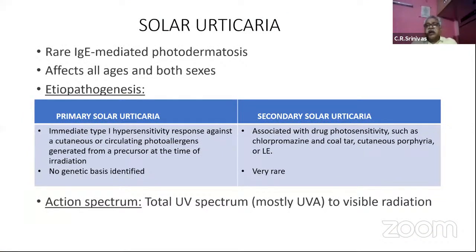Next we come to solar urticaria. This is a physical type of urticaria. It can occur immediately following sun exposure and will also regress sometime after sun exposure. However, there are 2 types. One is the primary, which is IgE mediated, and there is a secondary one, which can be because of a drug or some disease or some photosensitizer in the body. A photosensitizer could be a drug like chlorpromazine, or it could be because of LE or cutaneous porphyria.